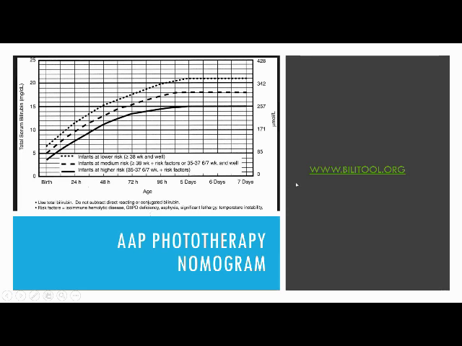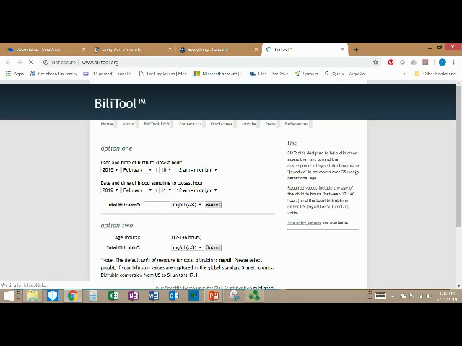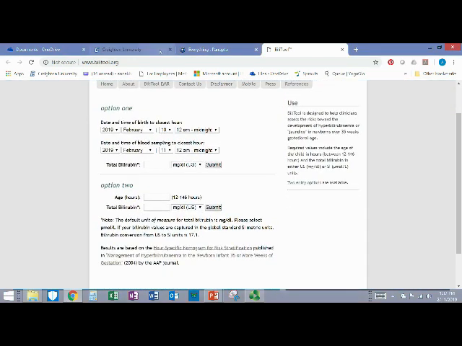And this bilirubin link here, should we see if it works? Oh, it's going to work. This is exciting. This is the go-to for bilirubin evaluation. If you don't have that nomogram right in front of you, you can just go to this website, because we all have computers in front of us all the time, bilitool.org. And then I always do this option 2 down here, age and hours. So we'll say the baby's 36 hours old. I'm just randomly picking numbers here.